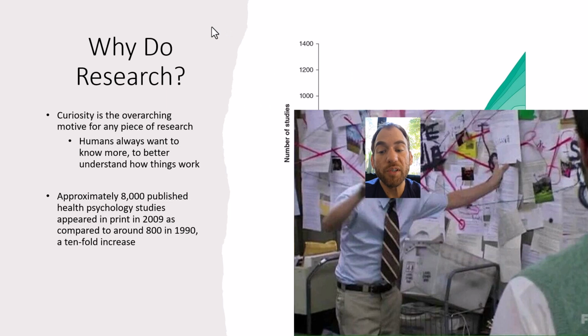Beginning with why do research? Curiosity is the overarching motive for any piece of research. Humans always want to know more to better understand how things work. Approximately 8,000 published health psychology studies appeared in print in 2009, as compared to around 800 in 1990, a tenfold increase. So we have an increased amount of publication, reflecting more PhDs, period, and a greater interest in the field as health psychology continues to develop.